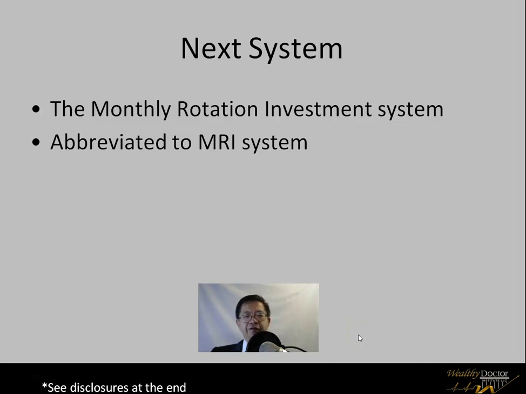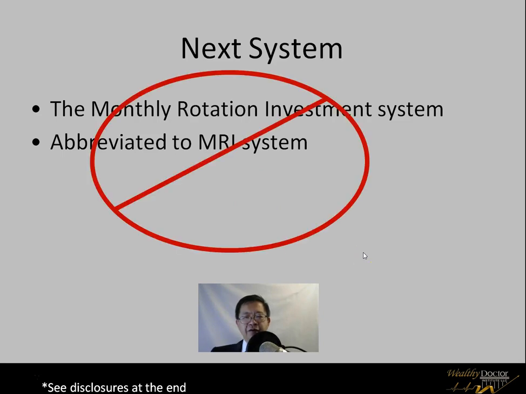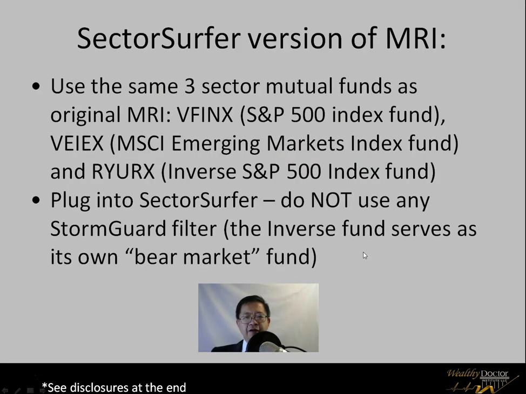Now we're going on to the next system, the monthly rotation investment system, abbreviated to MRI. Now remember, I am no longer following the system I outlined in my book. And that's because with Sector Surfer, the way that the Sector Surfer algorithm works, it is more sophisticated than my pen and paper system that I outlined in my book.